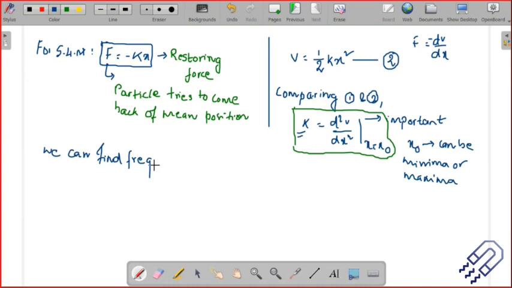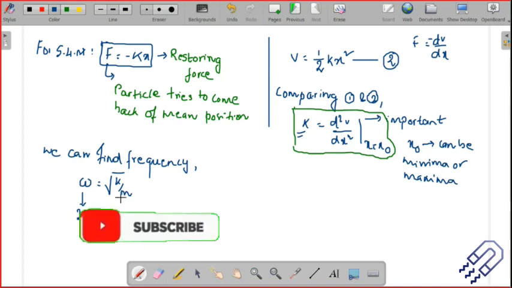Now we can actually find the frequency and everything else. If there is an oscillation, there must be some kind of frequency involved, so we can easily find it out. This is your angular frequency, omega equal to root over k by m. You might have done it a number of times. You can also find the linear frequency if you write omega equal to 2 pi f. If the question mentions only frequency, find f by dividing by 2 pi. If the question mentions angular frequency, just use root over k by m.